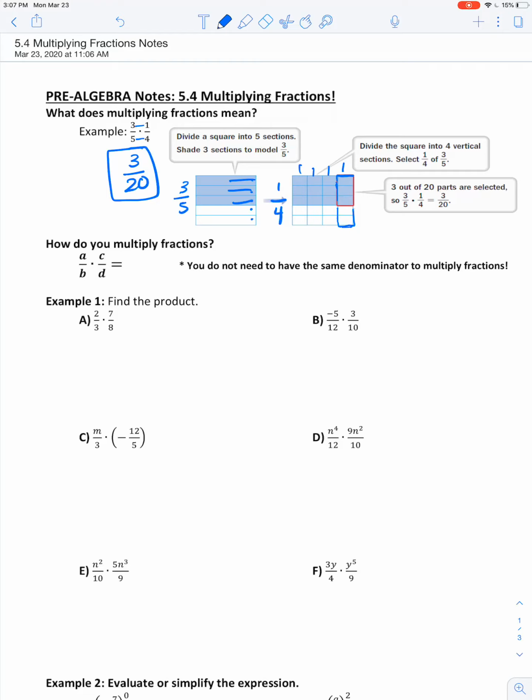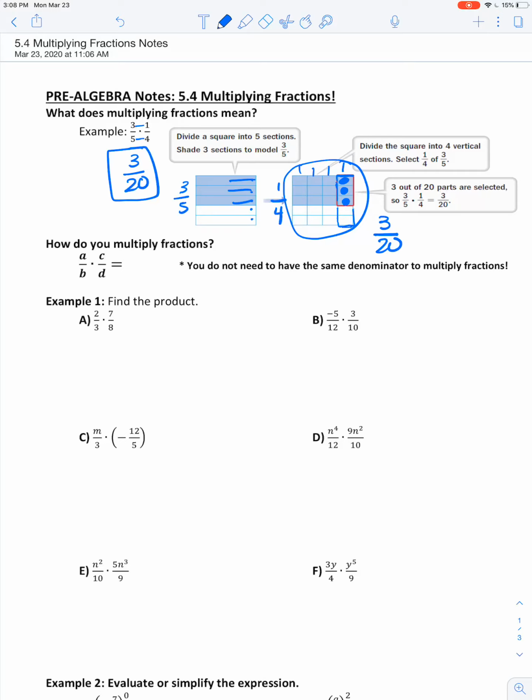But what does the multiplication part mean? It means the intersection of both of those. So both of the shaded parts would be this one, and this one. As you can see in this picture right here, the pieces that are shaded in are 3. If we were to count all of those little boxes, there's 20 of them. So that's really what multiplication is about.